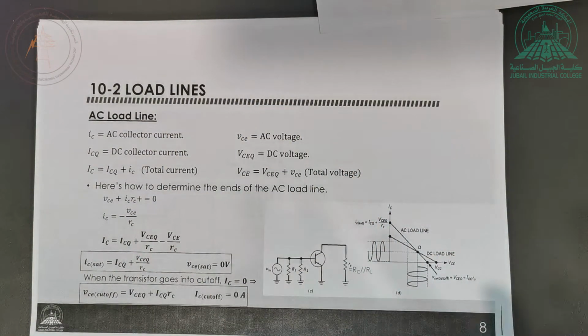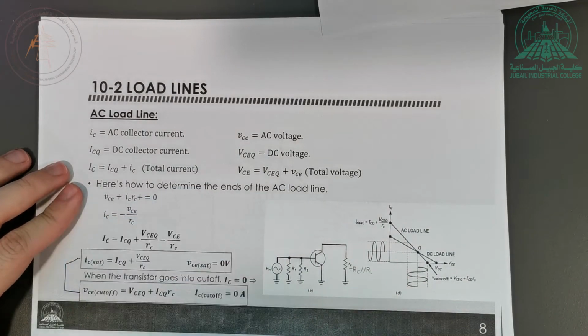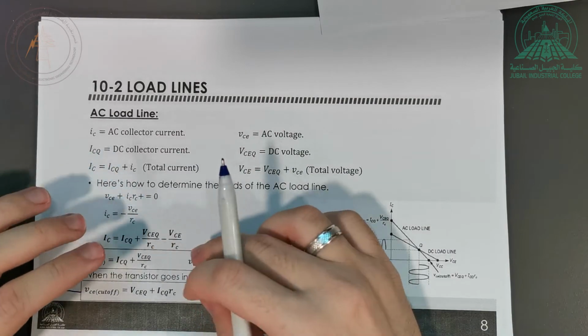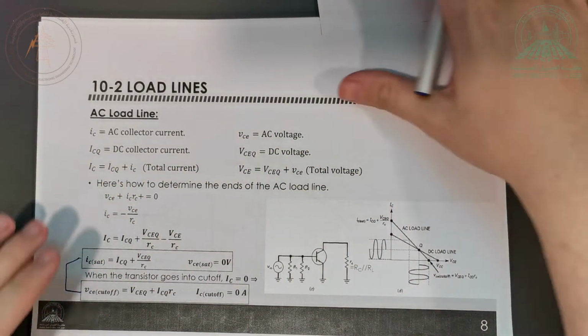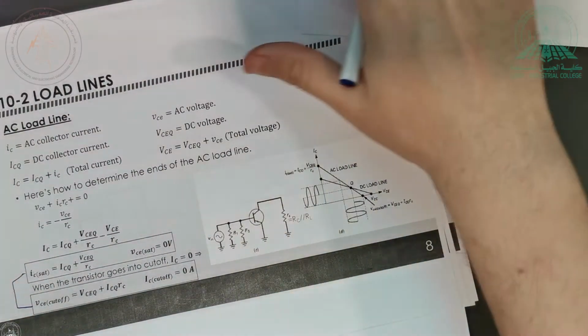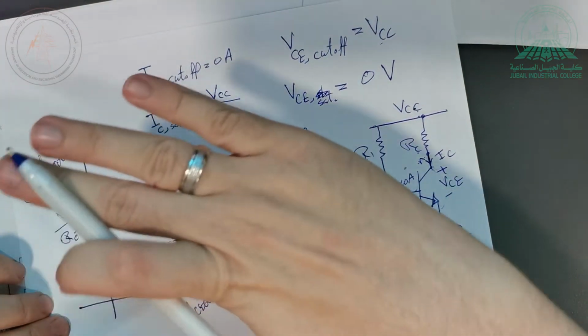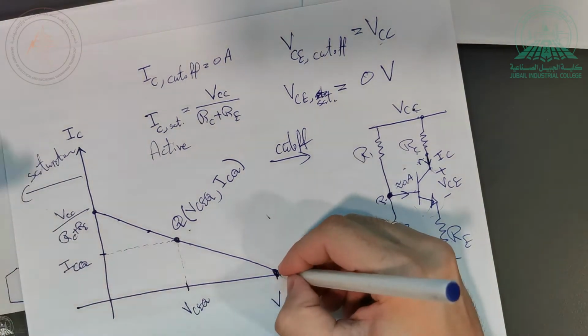So here you have the derivation. The derivation is not important to us. We actually are going to use these two equations, or you can say four equations or two relationships or whatever. So if I go back here, I'm going to draw the AC load line on top of the DC load line. This is actually how you should do it. You should draw both of them together on the same curve.